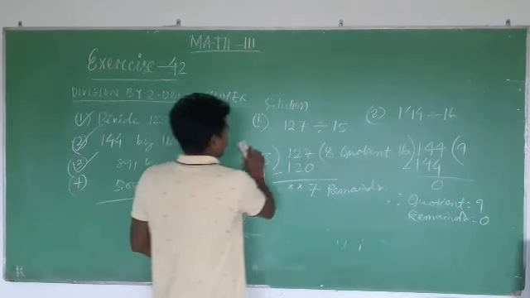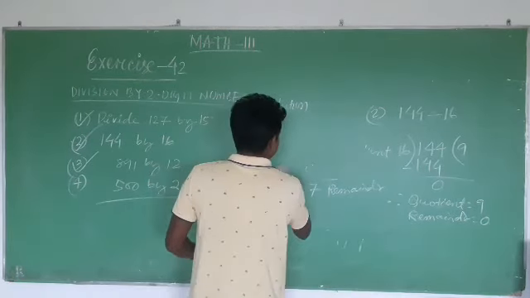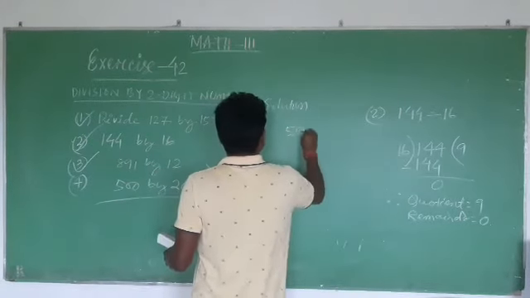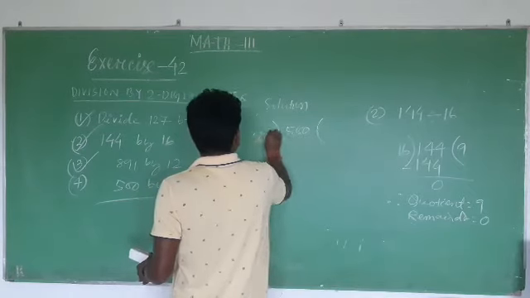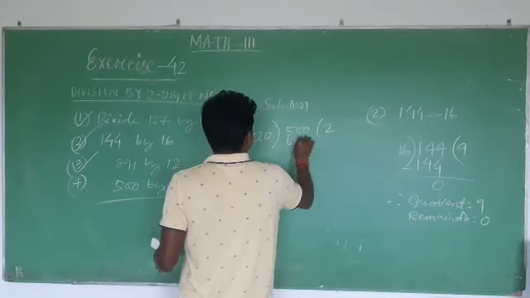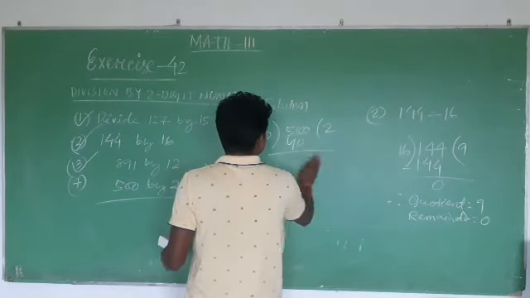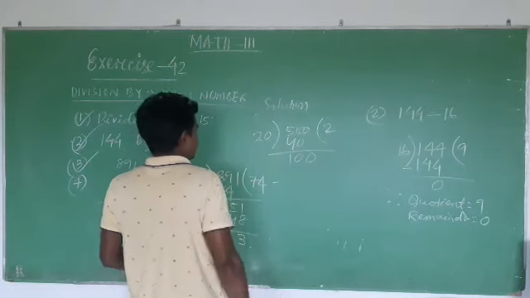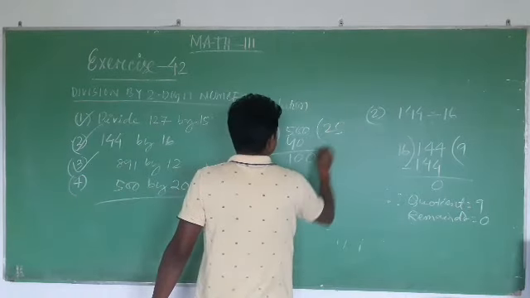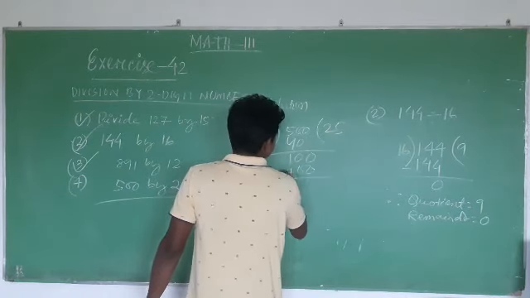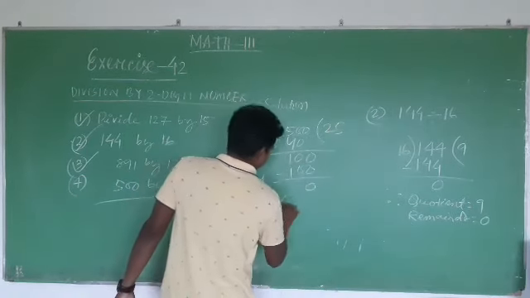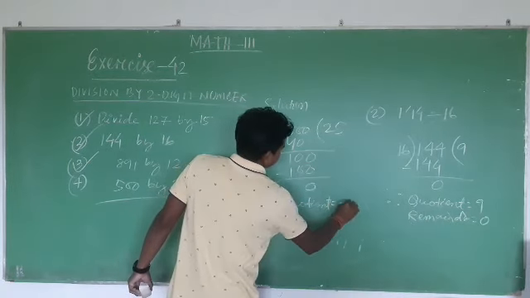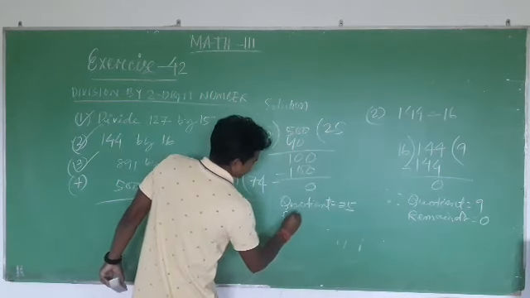500 divided by 20. 20 2 is 40. Okay, 3 digits. 20 25 is 500. Okay, quotient is equal to 25. Remainder is equal to 0.